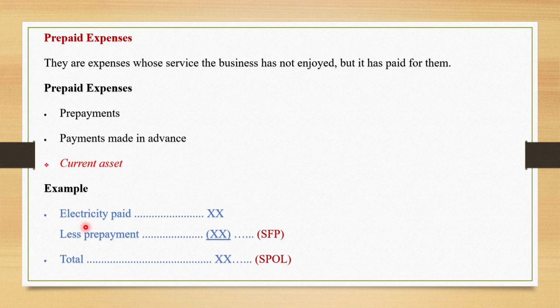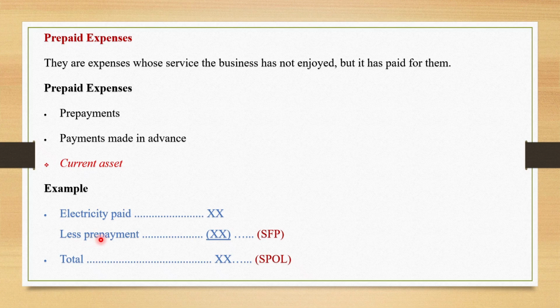Here, there's an example. Let's assume you paid electricity in this year. This is the electricity paid. And also, you have made a prepayment for another 3 months in advance. You take the electricity paid, then you less that prepayment, the amount that you have paid in advance. The total you get is what you record in the statement of profit or loss. Hope you are getting it.